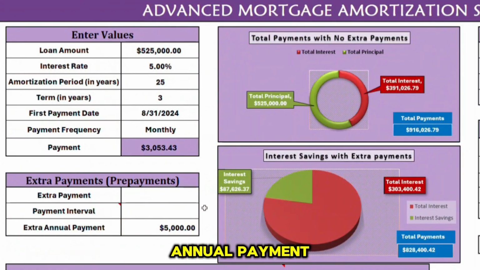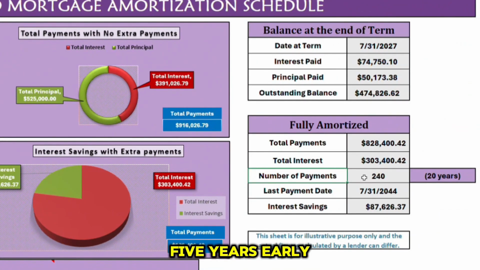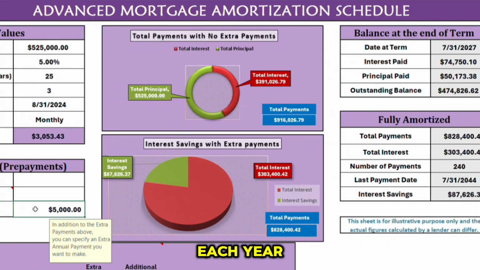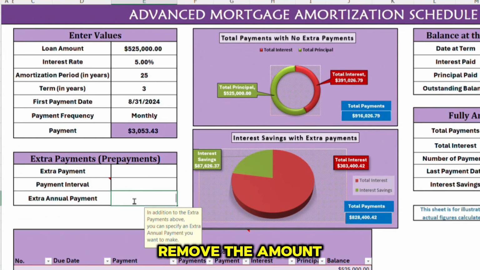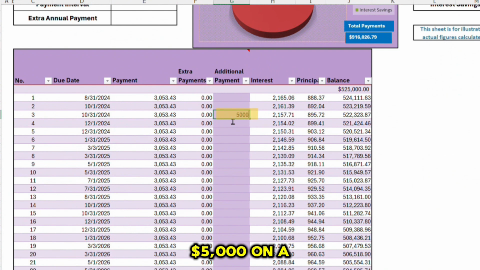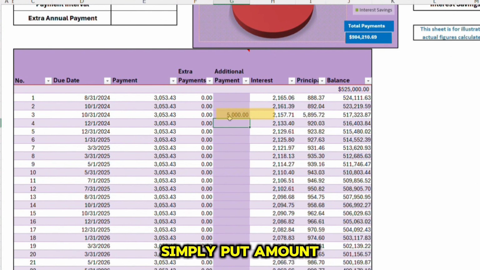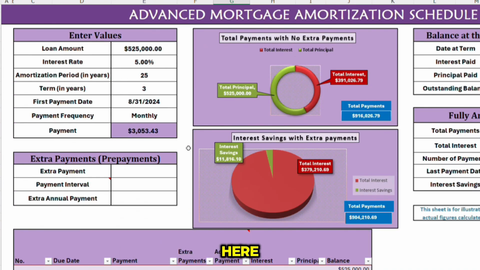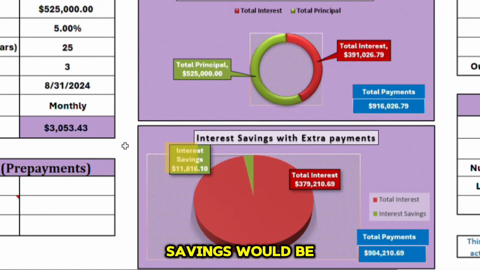So with this annual payment, the total interest savings would be $87,626. And this mortgage can be paid 5 years early, that is in 20 years. If you don't want to commit a fixed amount each year, you can just remove the amount from here. And here under the additional payment, let's suppose you have plans to put $5,000 on a particular date. You can just simply put the amount over there as a one-time payment. And simultaneously, you can see with this chart how much interest savings there would be with each extra payment that you are putting as a lump sum.